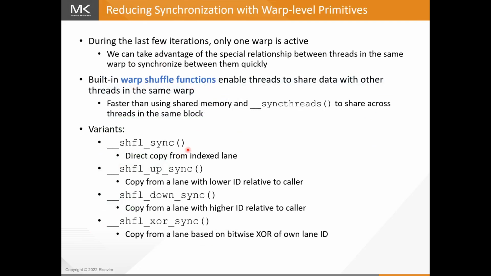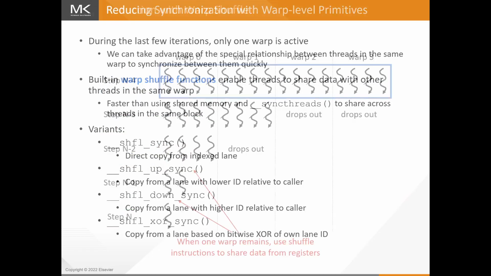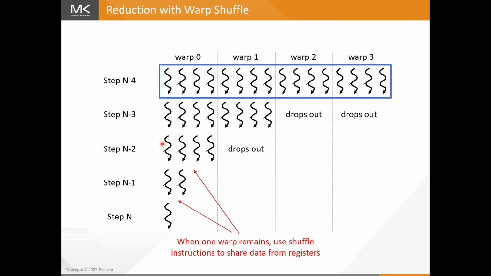So a warp shuffle function is a function that allows threads that are in the same warp to share data between each other's registers without having to go through shared memory. And they also don't have to use sync threads. The shuffle function has kind of an implicit synchronization in between the threads. So we use this warp shuffle function so that when we get to the final warp, instead of having to use shared memory and sync threads for every iteration, we instead use the shuffle function in order for us to reduce how much sync threads and how much shared memory accesses we make.